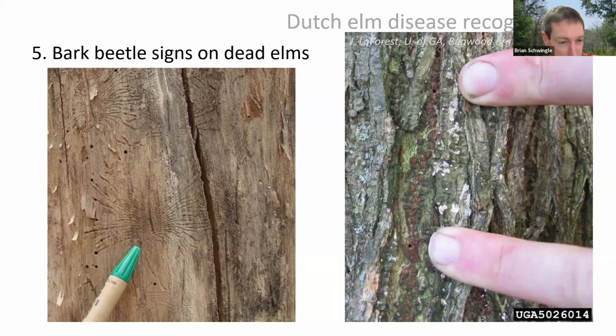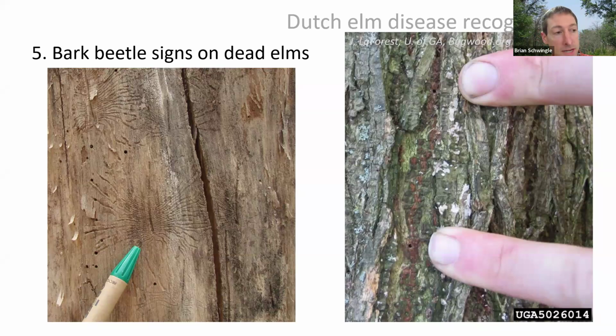You see that the big vertical tunnel was made by the female, by the mother. She laid all her eggs down the edges of that vertical tunnel. And then those eggs hatched. The baby larvae ate their way perpendicular to the mother's egg-laying gallery. And there are a few different bark beetle species that carry the Dutch elm disease pathogen to healthy American elms, and that's how they get infected.